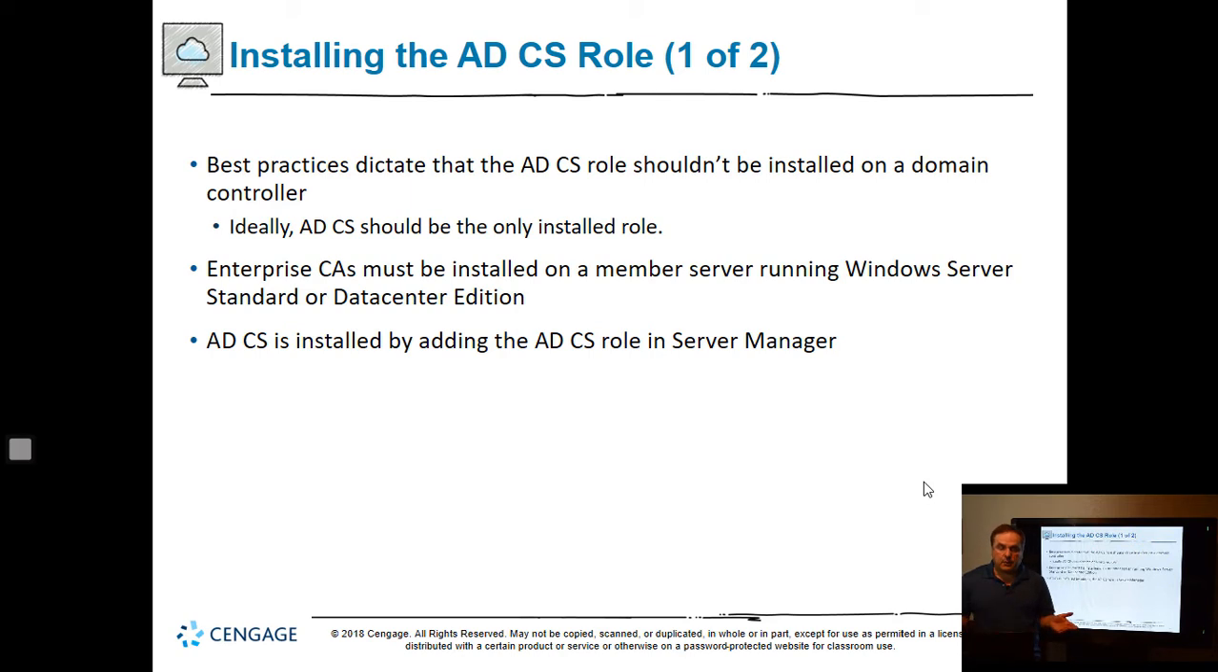So you've got to install the role. Best practices dictate that the ADCS role shouldn't be installed on a domain controller. However, when we do it, we are going to do it on a domain controller because we don't have that many servers to pick from. Enterprise CAs must be installed on a member server running Windows Server Standard or Data Center Edition. And ADCS is installed by adding the role in Server Manager.